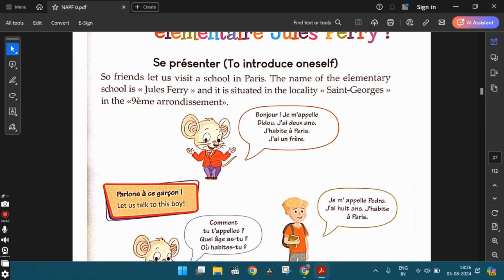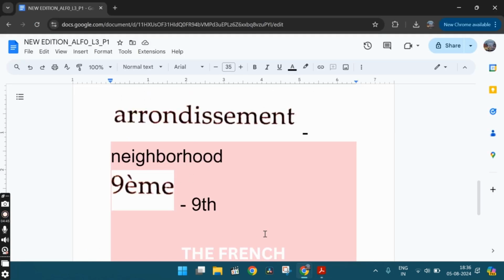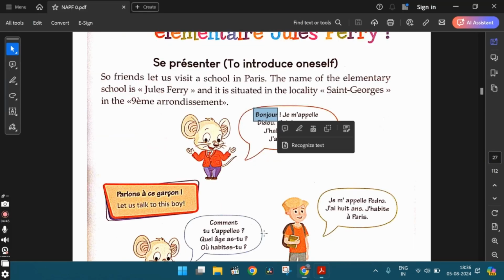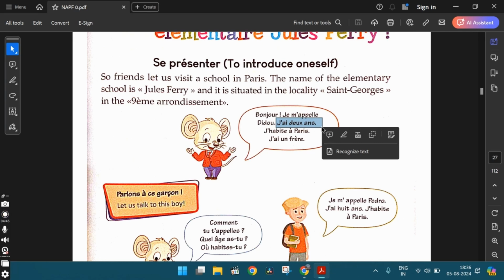So over here we see Didou. Didou talks about himself. He says, "Bonjour, good morning. Je m'appelle Didou." So this is how we say our name in French. You can say "Je m'appelle" and simply write your name. So that means my name is. So Didou introduces himself. He says, "Je m'appelle Didou." My name is Didou, and he says, "J'ai 2 ans." I am 2 years old.